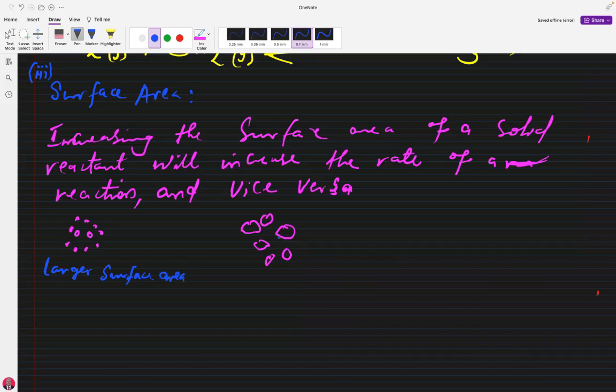These ones here are too large, so their surface area is small. So the smaller the particles, the larger the surface area. The larger the particles, the smaller the surface area. Therefore, increasing the surface area will increase the rate of reaction, and decreasing the surface area will decrease the rate of reaction. Now, I want to give you an example of marble chips.